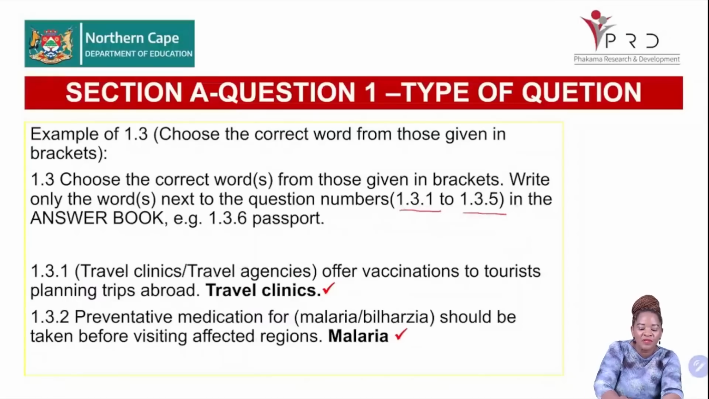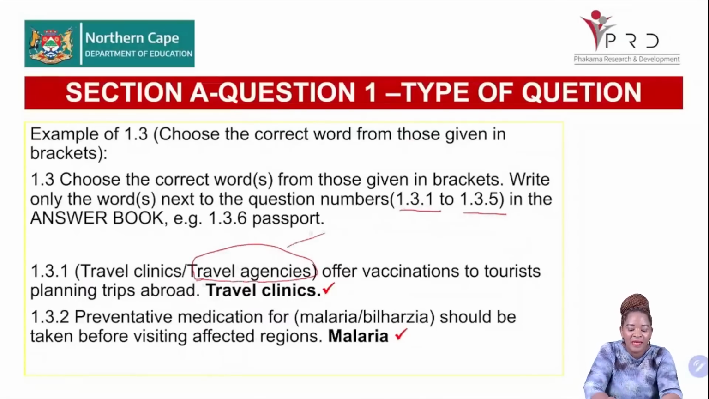Obviously, guys, you never did travel agencies in this topic. They were dealt with in grade 10, if you will remember. But when we're talking about vaccinations, you are actually referring to the travel clinics.